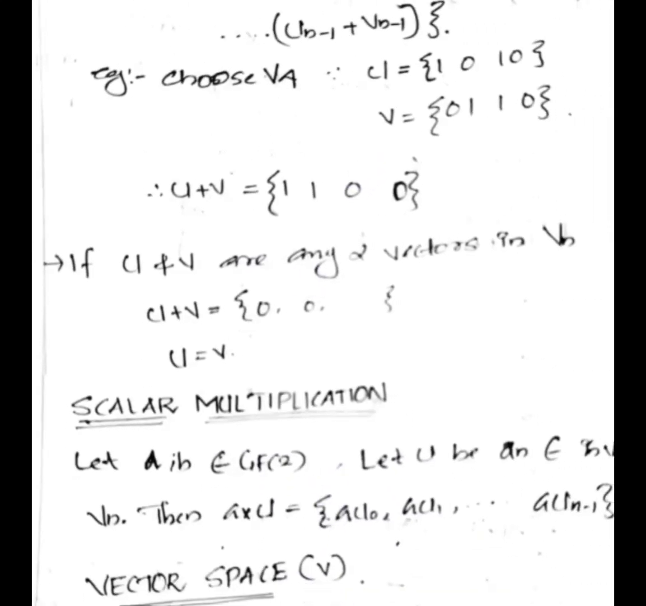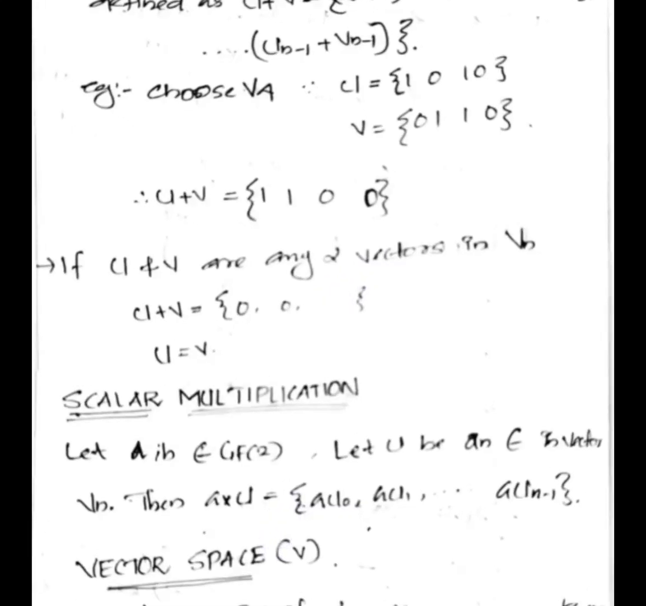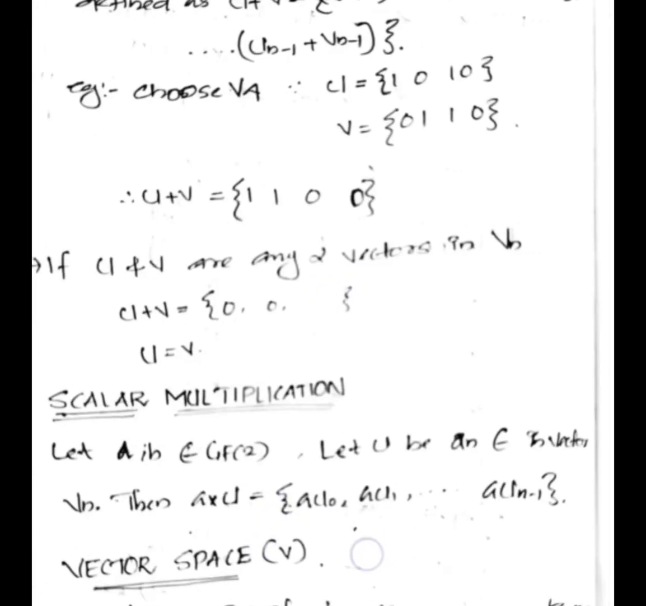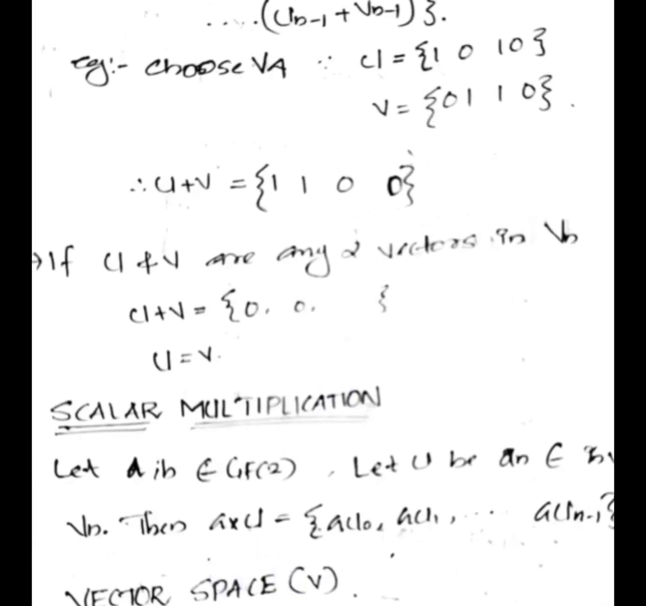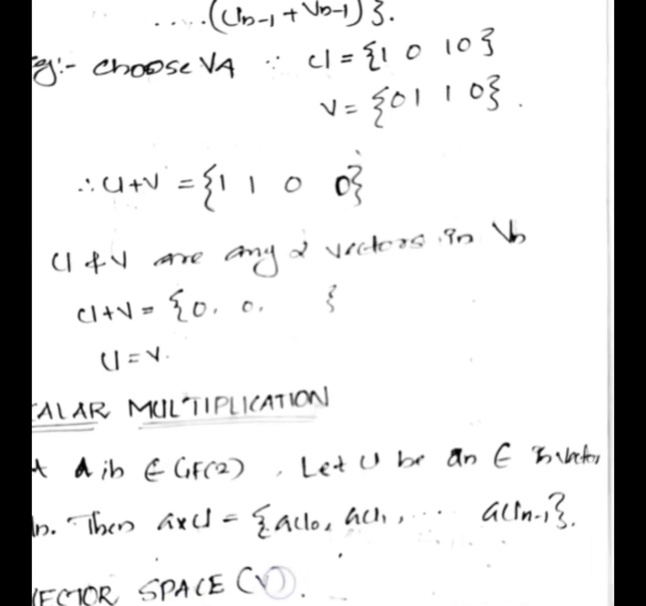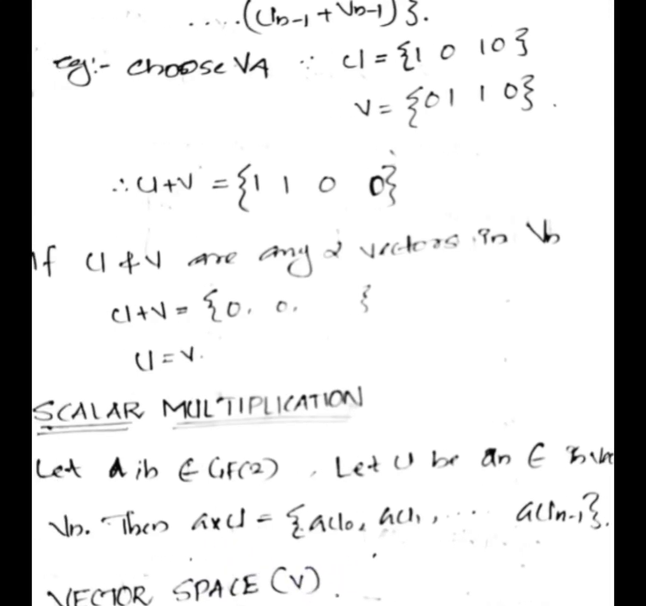Okay, then next, scalar multiplication. Let A be an element of Galois field of 2. Let u be an element of vector Vn. So a vector can be represented as Vn or v. And A is an element in Galois field of 2. The scalars are represented in the field and vectors are represented in the vector space Vn. Then we have A into u. Here A is a scalar. Then A into u is equal to, we can multiply A with each term.